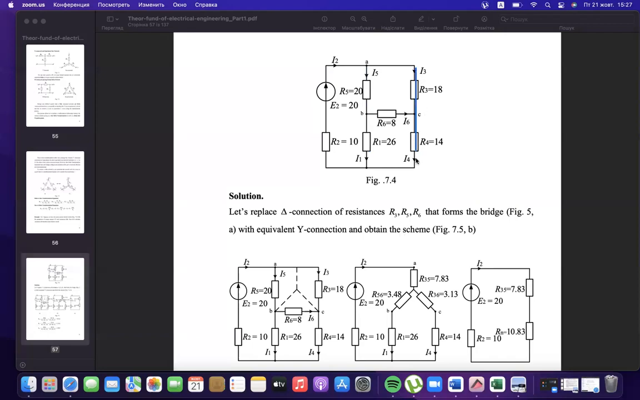Also, we see one star here with a central point. Also, you have a star here with a central point. You could take any of these three stars for transformations. In this example, the author uses the opposite transformation, not from star to delta, but from delta to star.